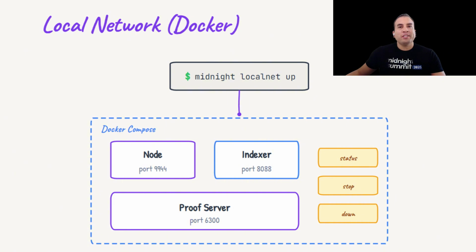There's also a genesis wallet built into every local network. It's generated from seed 01. This wallet starts with tokens, so it's useful for initial funding. But for our demos, we will use the airdrop command instead, which is simpler.